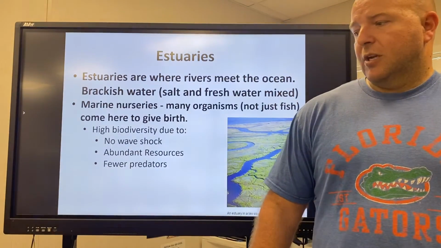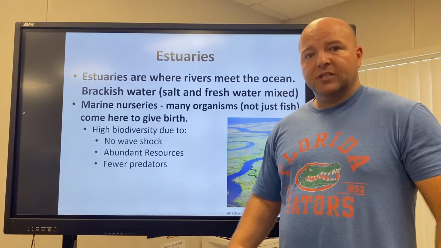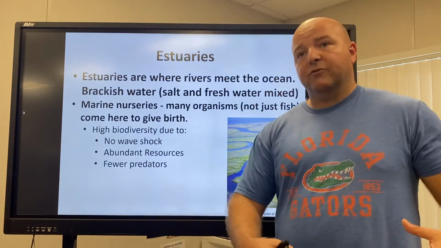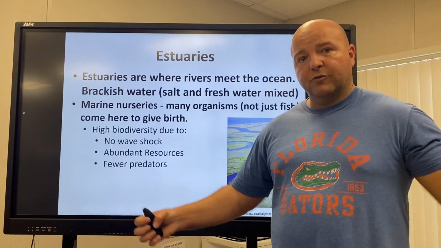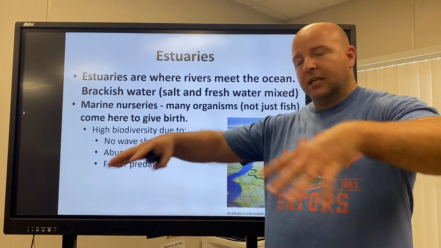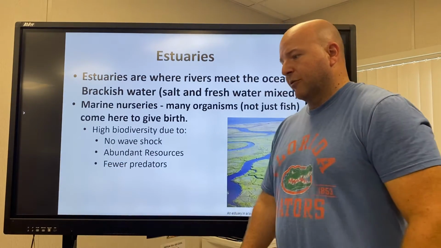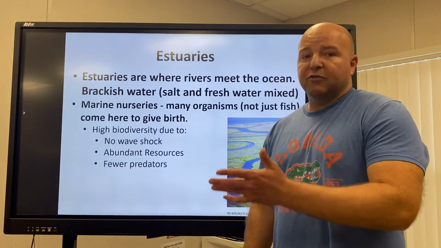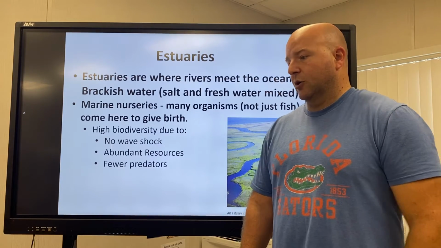Brackish water is where salt and fresh water are mixed together. You may have some fresh water from a river and the salt water from the ocean coming together in this estuary area of a river mouth. So this is a very, very common marine nursery.